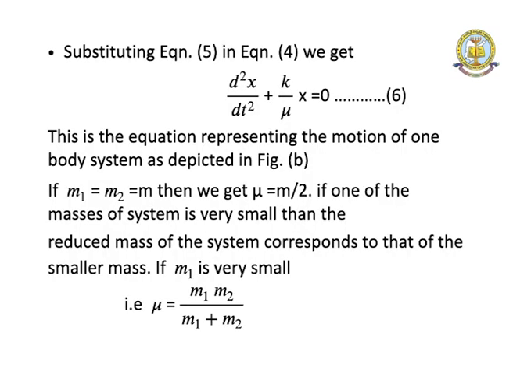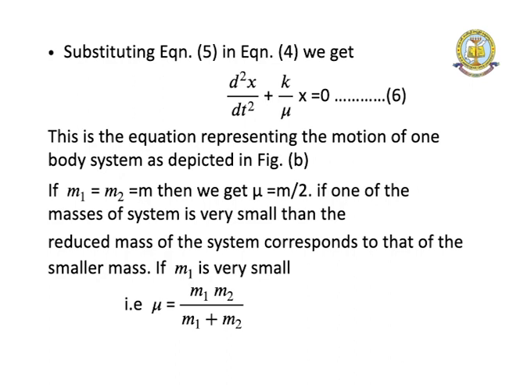This is the fixed point, and one mass is connected to this spring. So the motion of the one body system is d square x by dt square plus k by nu into x is equal to 0. Now if m1 is equal to m2, that is equal to m, we get nu is equal to m by 2. If one of the masses of the system is very small, then the reduced mass of the system is approximately that of the smaller mass. If m1 is very small, nu is equal to m1 m2 by m1 plus m2.